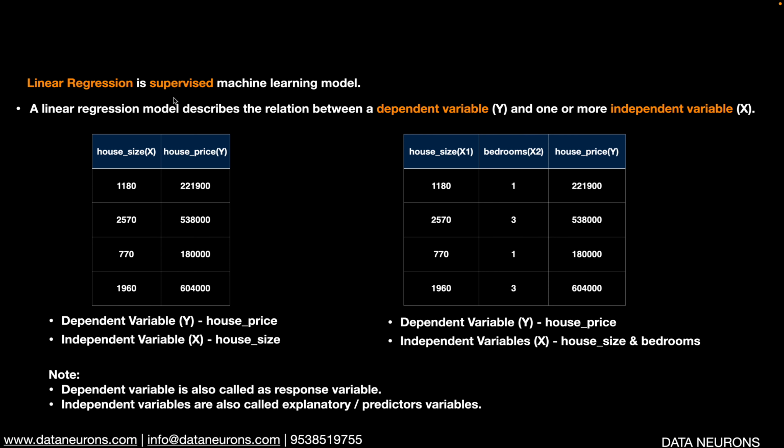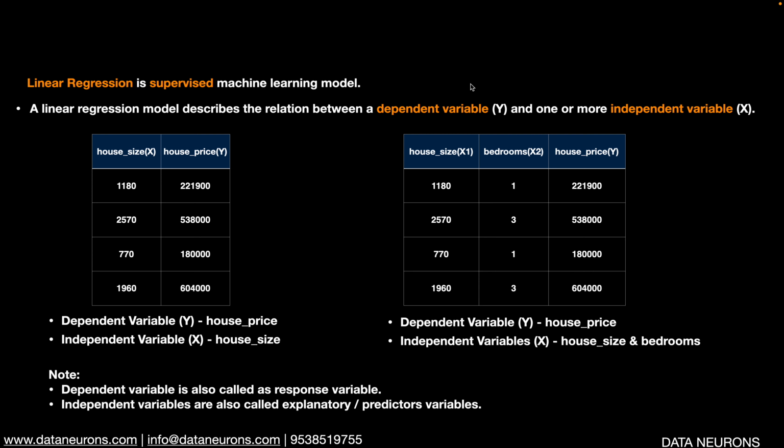So linear regression is a supervised machine learning model. Supervised is nothing but where, for the given inputs, we will have the corresponding outputs. As per the textbook definition, a linear regression model describes the relation between a dependent variable, which we are going to refer to as y, and one or more independent variables, which we are going to refer to as x. Just to give you a context, in the entire course, x will be represented as inputs, y will be represented as output.